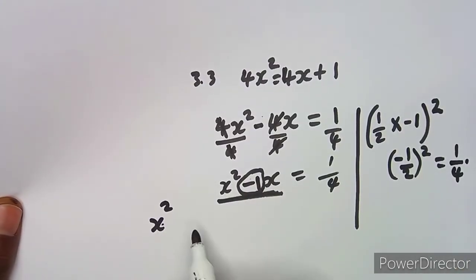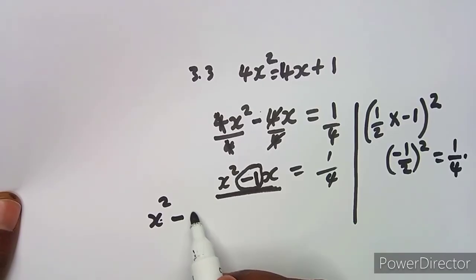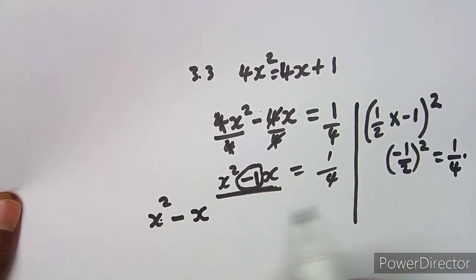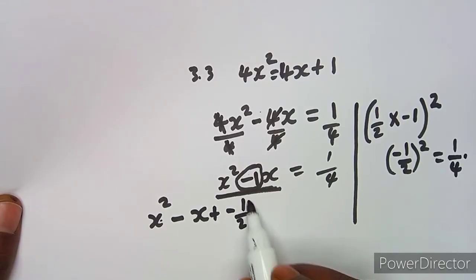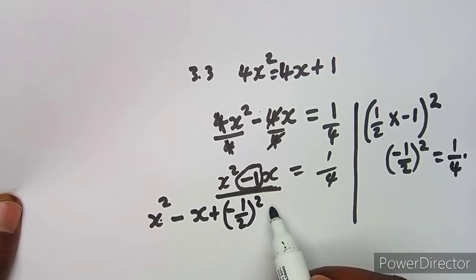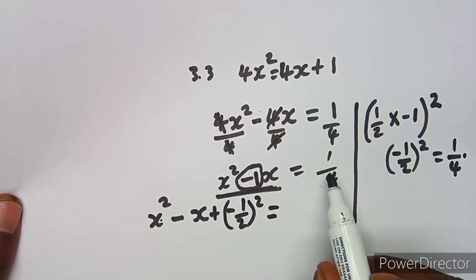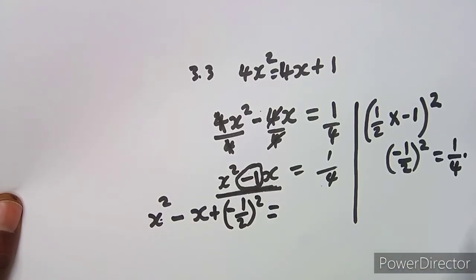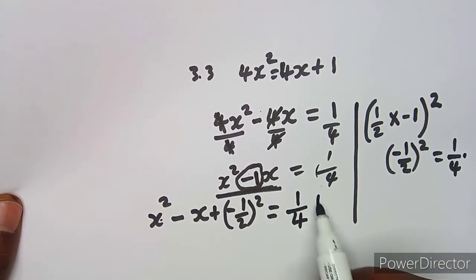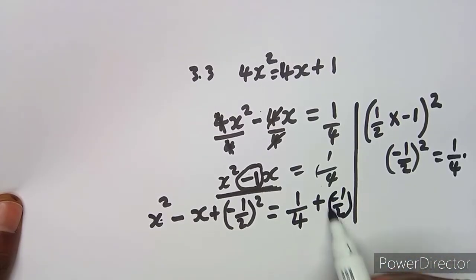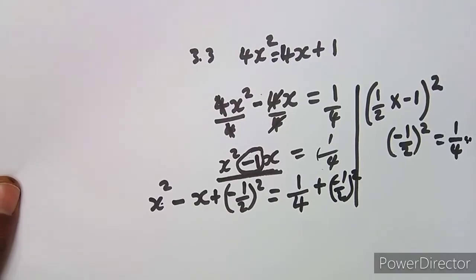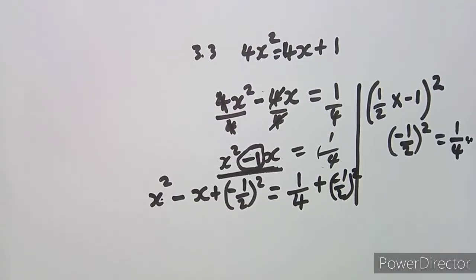So you're going to add x squared minus 1x, which is just minus x. Then we add the square, which is plus minus half squared like this, which is equal to, you do the same on whatever you do on the left hand side, you do it on the right hand side. So this is going to be 1 over 4 plus the square, which is minus 1 over 2 squared, or you can just write it as 1 over 4, depending on what you want. All right, so this is what's going to happen.